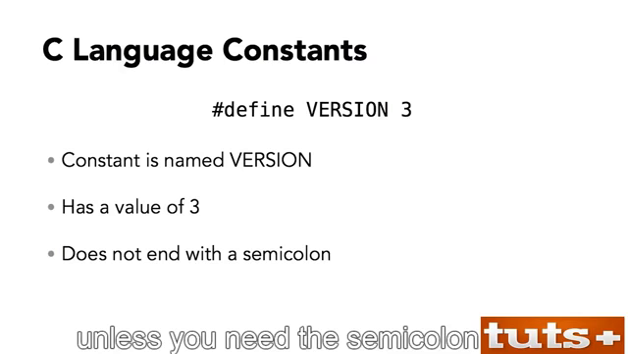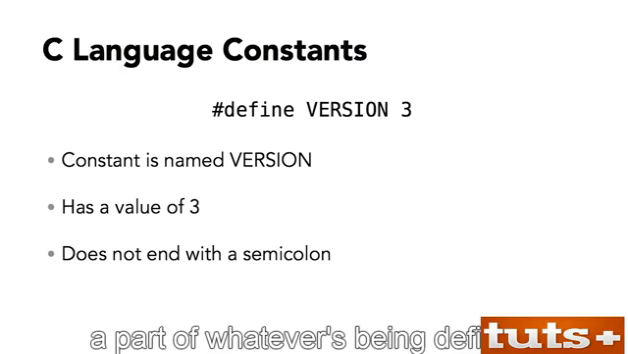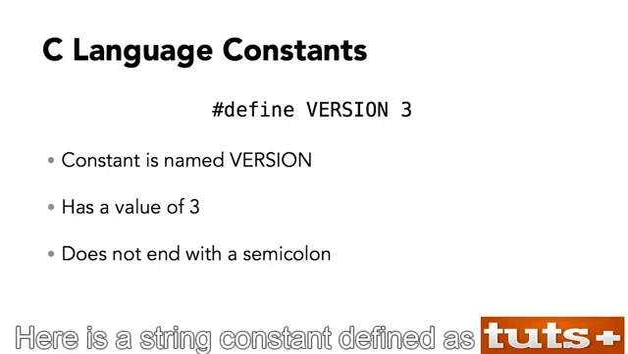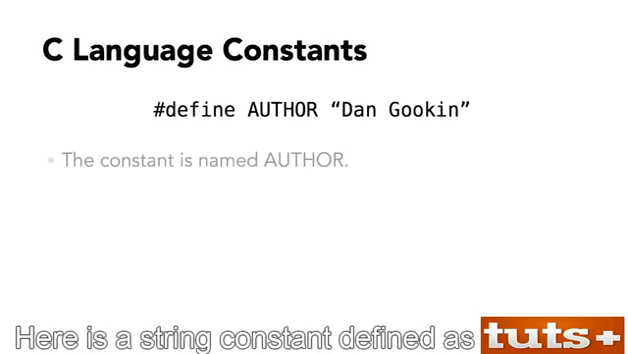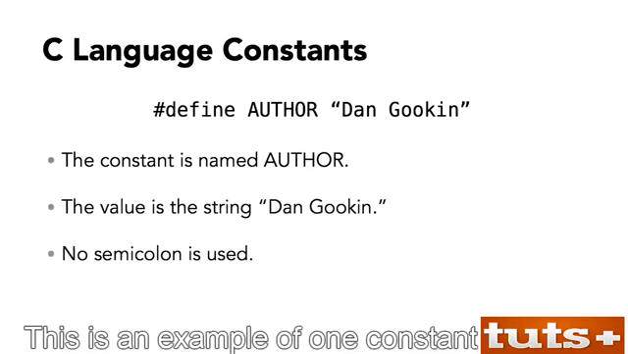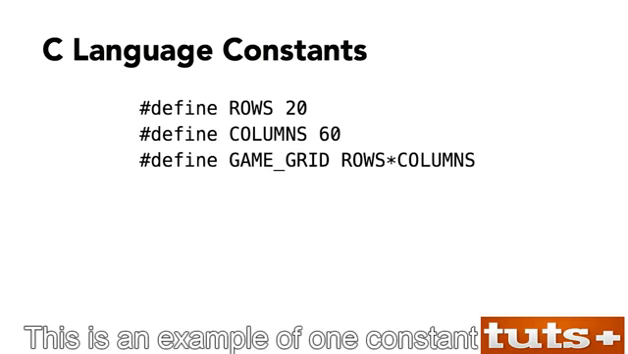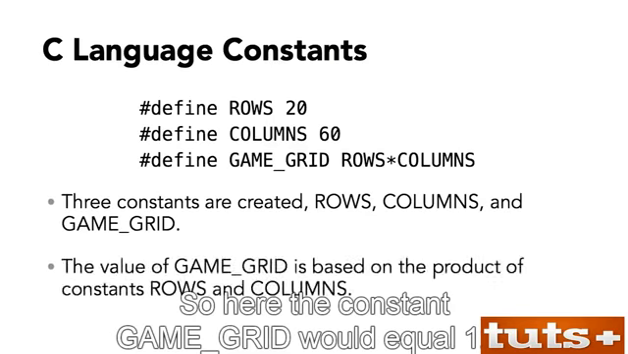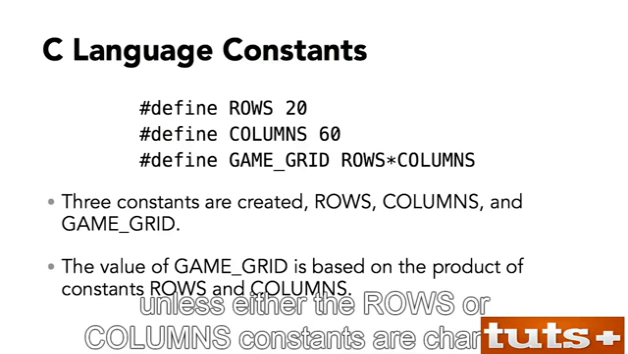Here is a string constant defined as AUTHOR. The string must be enclosed in double quotes. This is an example of one constant that uses two other constants to calculate its value. So here, the constant GAME_GRID would equal 120 unless either the ROWS or COLUMNS constants are changed. And they wouldn't be changed in the code, they would be changed in the define statement that you see here.